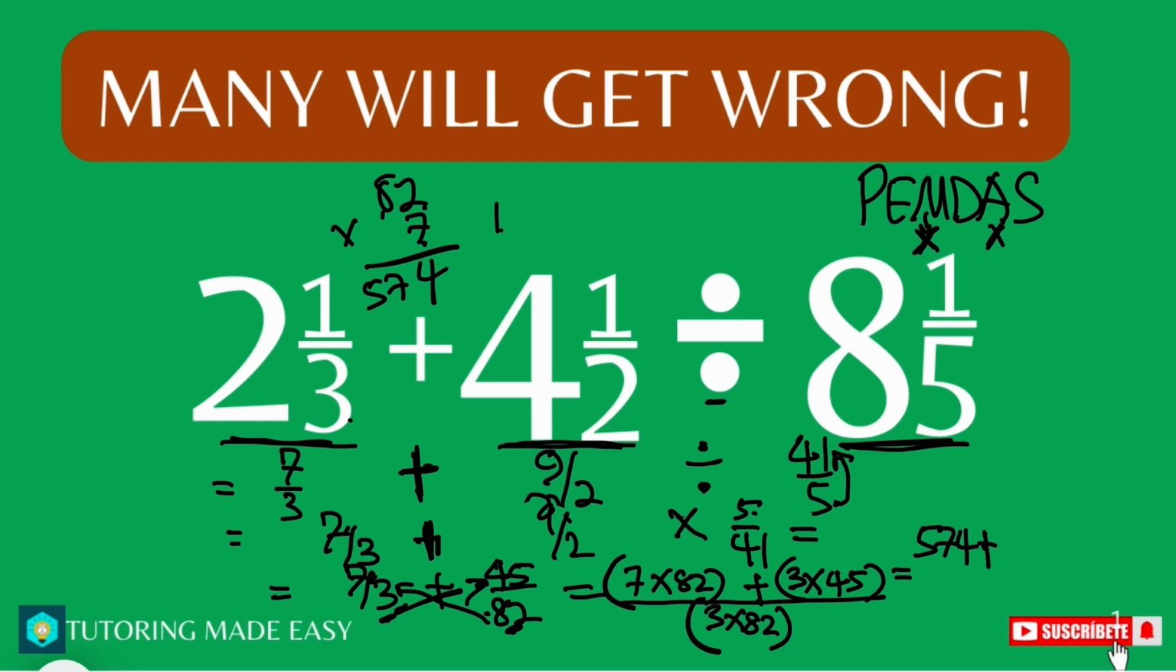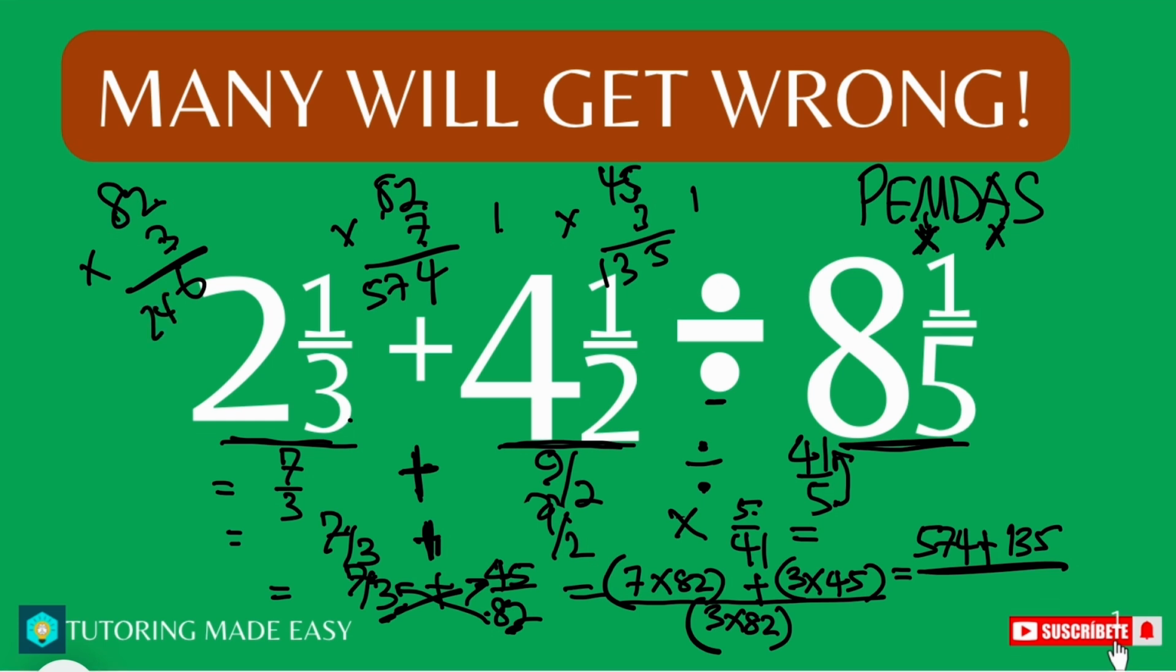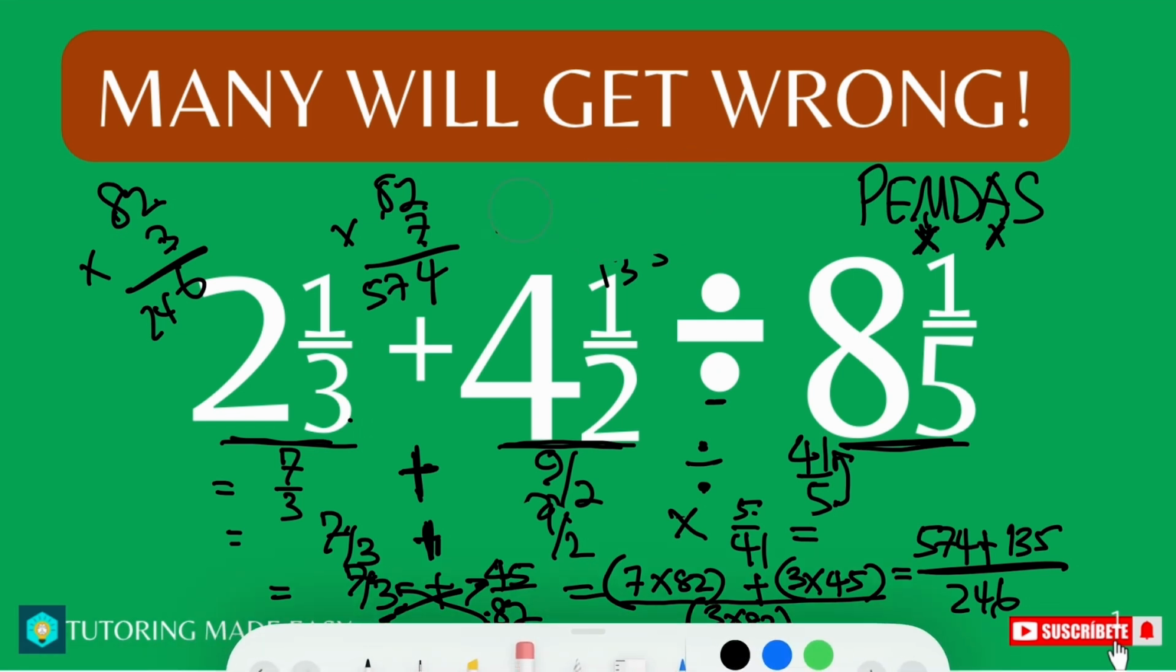Plus, you do the same thing for the 3 and 45. So you have 45 multiplied by 3. 3 times 5 is 15, remainder 1. 3 times 4 is 12. We add 1 to it, we get 13, and you get 135. And then we divide that by 3 times 82. So you have 82 times 3. 3 times 2 is 6, 3 times 8 is 24, so the denominator is 246. So let me clear this one quickly.